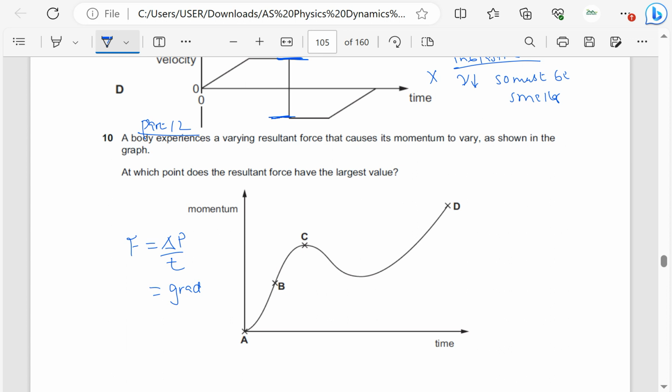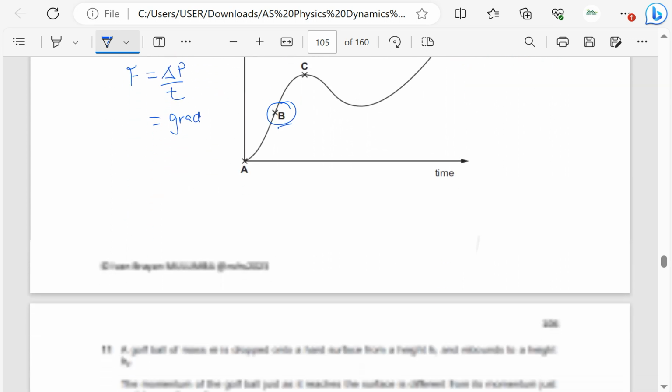So we want a point where the resultant force is the largest. We just look for the greatest gradient. The greatest gradient is going to be at B, because the graph is steeper at point B. At A, the gradient is almost zero. At C, the gradient is almost zero. When we compare D and B, we notice that B is steeper than D. So where the gradient is greatest, the force is greatest. So the answer is B.